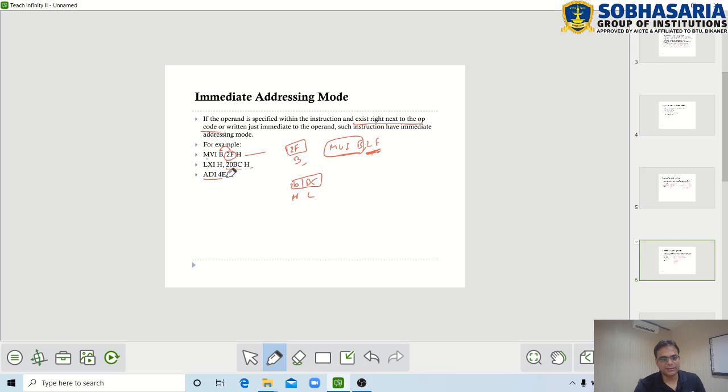So here in this example, ADI 4E instruction will perform A plus 4E, and then the result goes to the accumulator. So this is the data which is getting added in the accumulator, right? And you can see this data in the instruction. That is why this instruction is again called an immediate addressing mode.